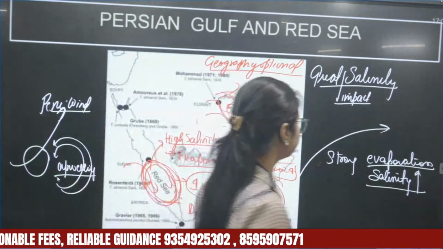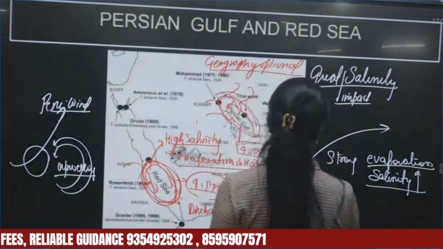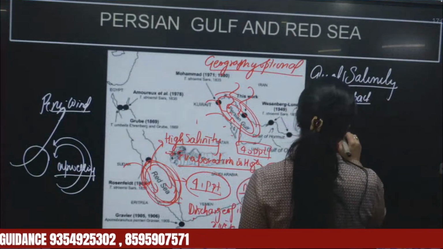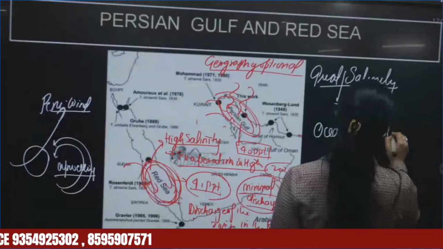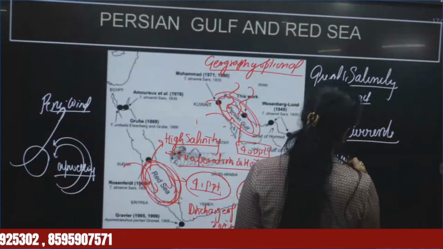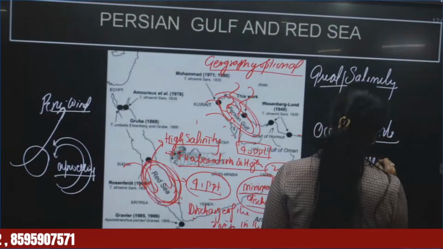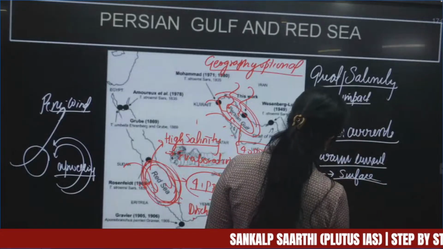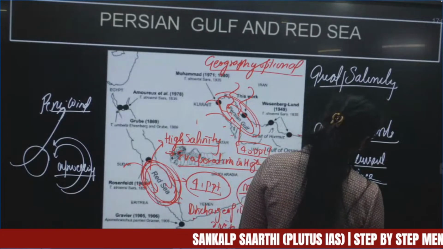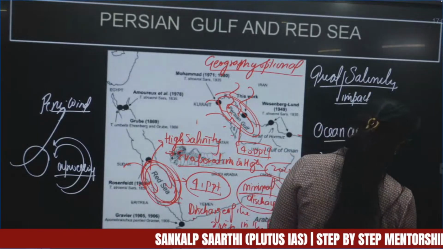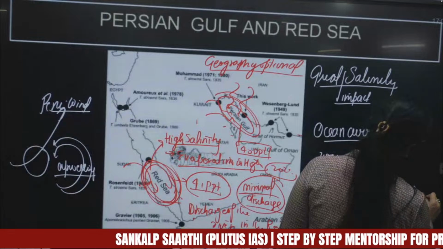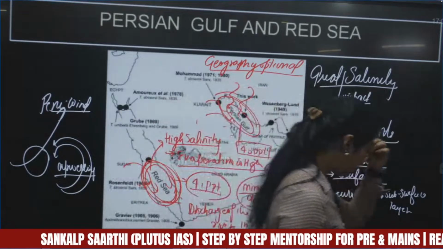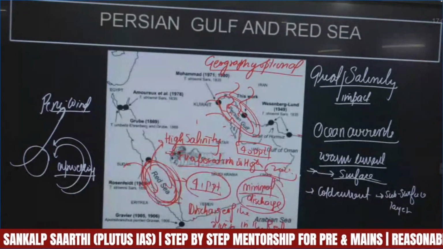Now, what is another factor which can impact the evaporation or the salinity of the area? Ocean currents. Simply, the warm ocean currents will flow as a surface layer, meaning you can see it on the surface. But the cold ocean current will flow as a subsurface layer. So write down a heading, oceanic currents, then write warm and cold oceanic currents.